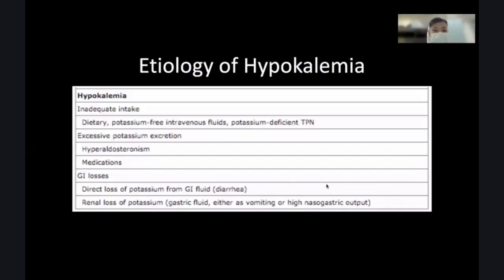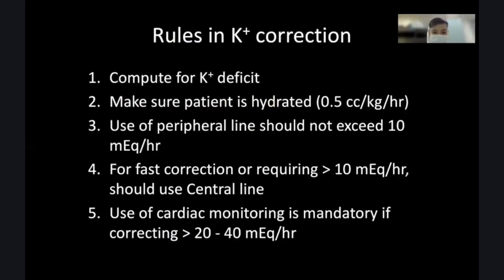Etiology of hypokalemia: either inadequate intake, excessive potassium excretion, or due to GI losses. So if there are rules in sodium correction, there are also rules in potassium correction. Just the same for hyponatremia, in hypokalemia you compute for the potassium deficit. Make sure the patient is hydrated before you give your potassium replacement.